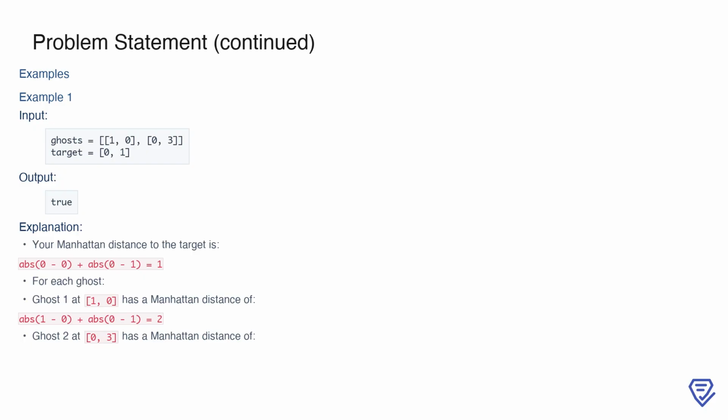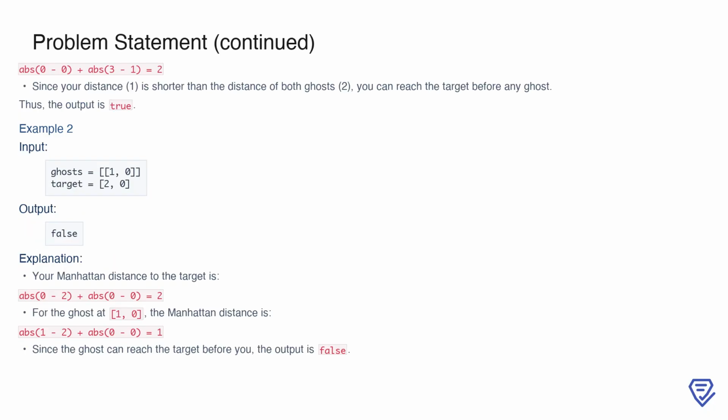For the first ghost at position 1, 0, its distance is abs(1 to 0) plus abs(0 to 1), which equals 2. For the second ghost at 0, 3, its Manhattan distance to the target is abs(0 to 0) plus abs(3 to 1), equals 2. Comparing these values, your distance to the target is 1, and both ghosts have a distance of 2. Since your distance is shorter than the distance of both ghosts, you can reach the target before either of them does. Therefore, in this case, the output is true, indicating that you can escape the ghosts.